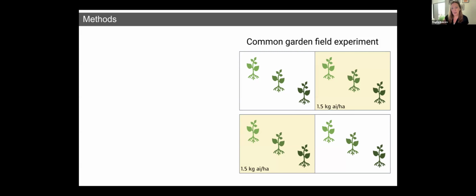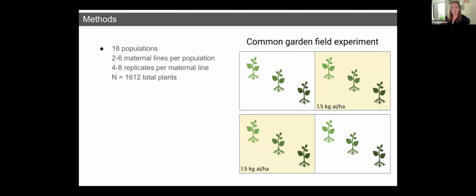So Grace asked her question, are there ecological costs associated with glyphosate resistance in the common morning glory? By doing a common garden field experiment. So she took lineages from 18 different populations and 2 to 6 maternal lineages per population. She had replicates of each maternal line and each population for a total of about 1,600 plants that she planted in the field, and after about a month of growth, exposed half of the experiment to the field dose of glyphosate, which is 1.5 kilograms of active ingredient per hectare. She let the plants either survive or die, and then came and assessed damage.